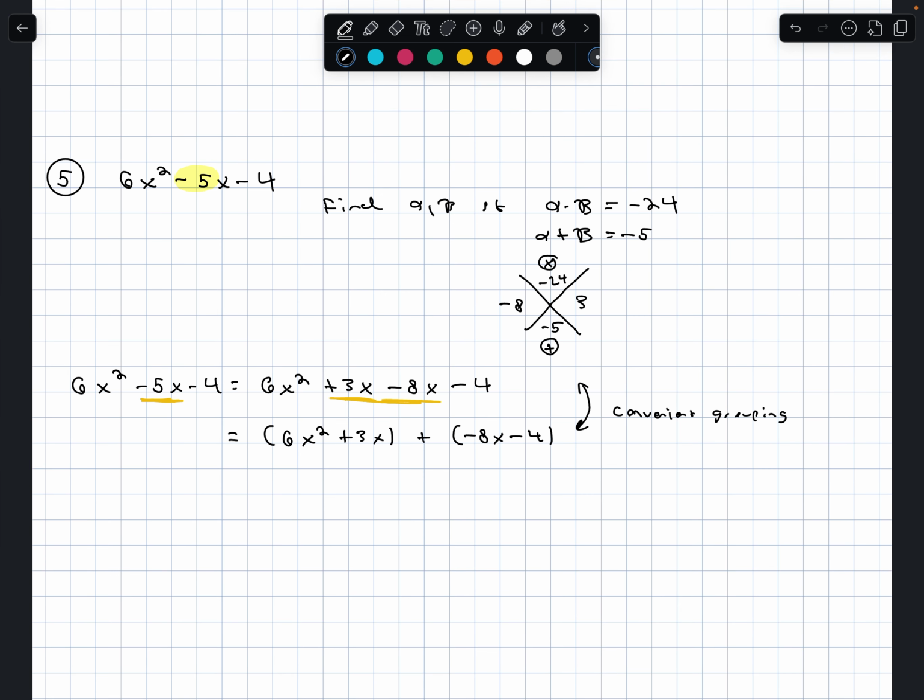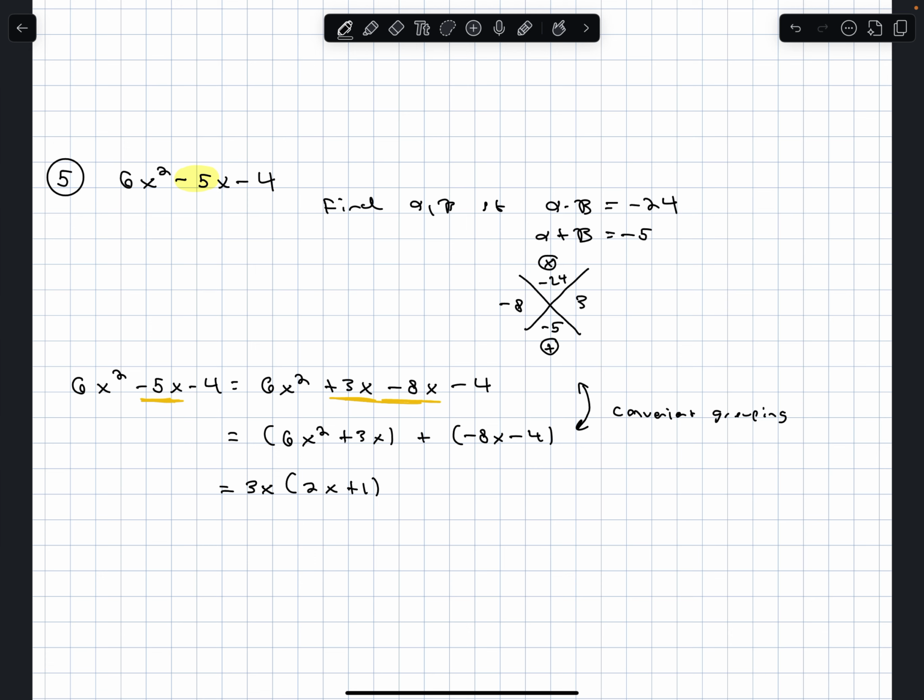Okay. Oh, but now, in this first group, notice that 3x is a factor of both of those, right? 3x certainly divides 3x, and 3x certainly is a factor of 6x squared. So this is the same thing as 3x times 2x plus 1. And then from the second group, I can factor out a negative 4. This is minus 4, and then once again 2x plus 1. And you know that you've done it right in factoring by grouping when there's a 2x plus 1 in both of these groups.